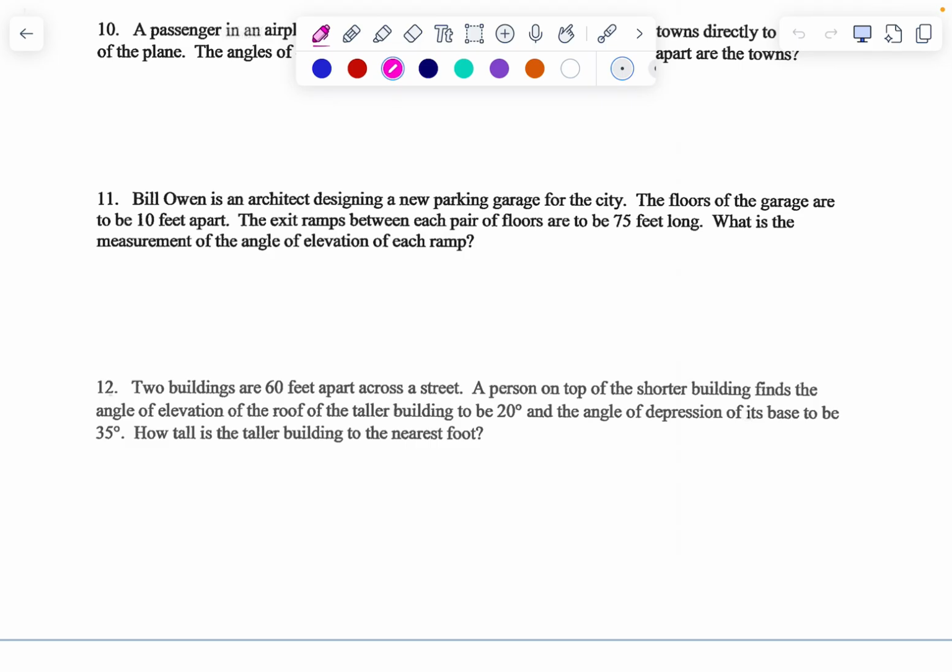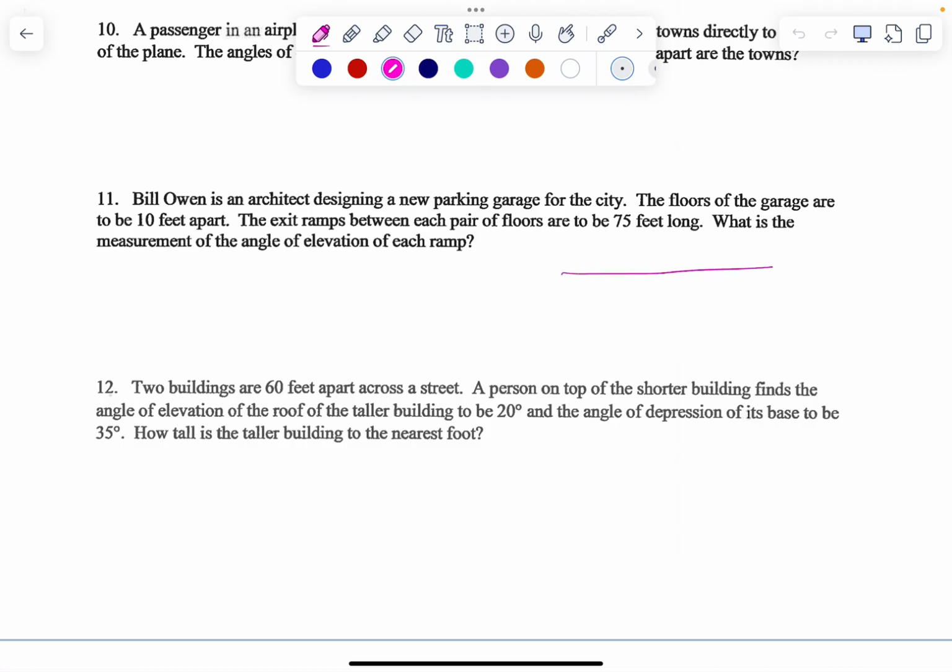So we're designing a new parking garage, and the floors are 10 feet apart. This is kind of a weird description. Okay, so I think you guys are caught up now. Make sure you're listening. 10 feet apart vertically is what this is saying. And then it says exit ramps between each pair of floors are to be 75 feet long. So what is the measurement of the angle of elevation of each ramp?